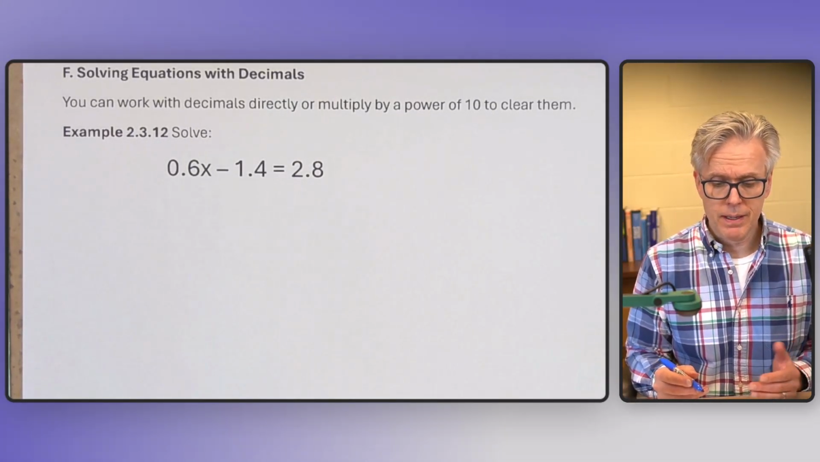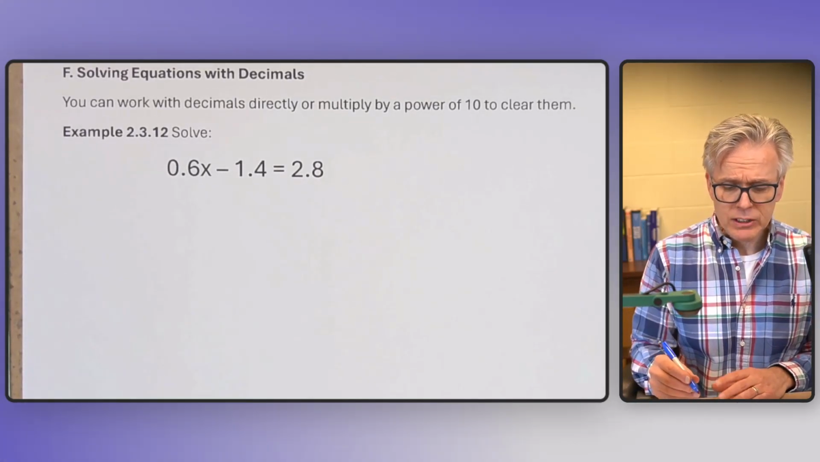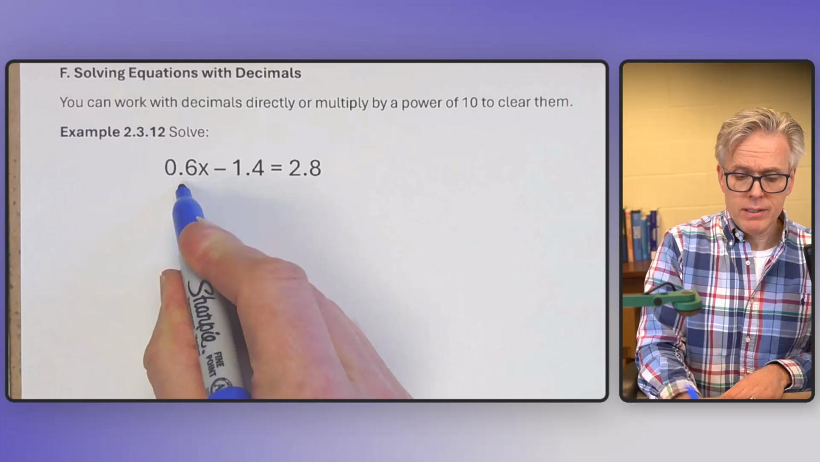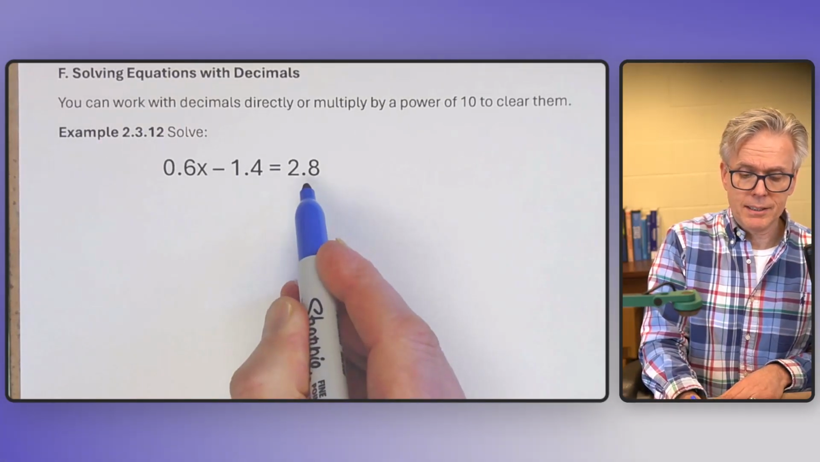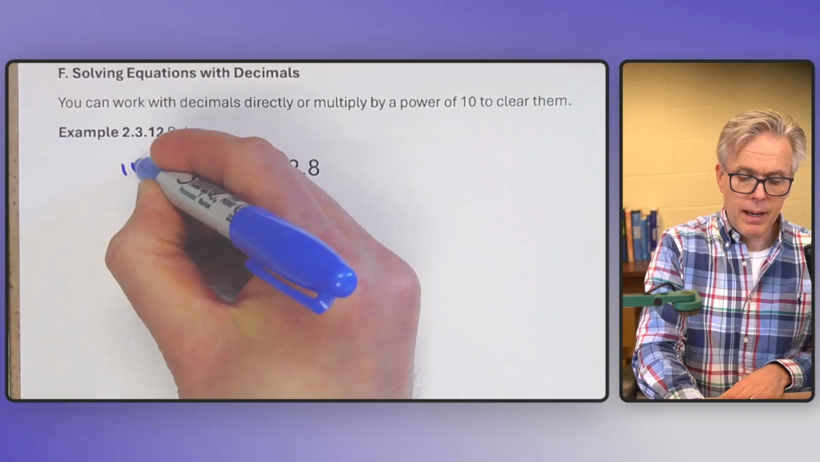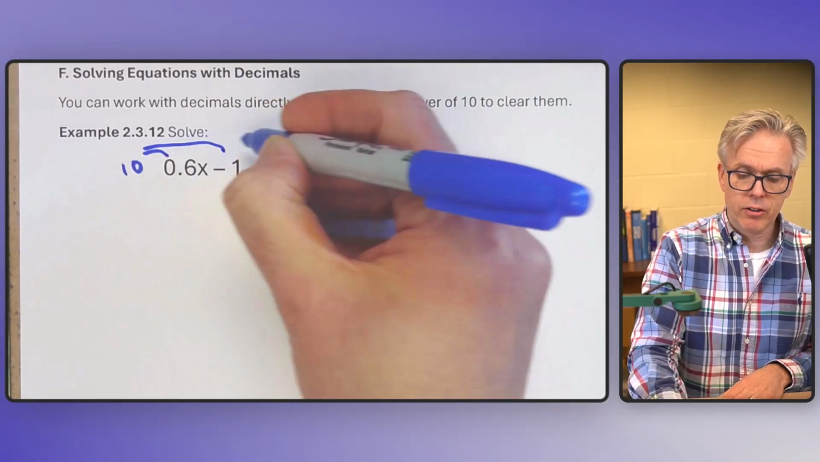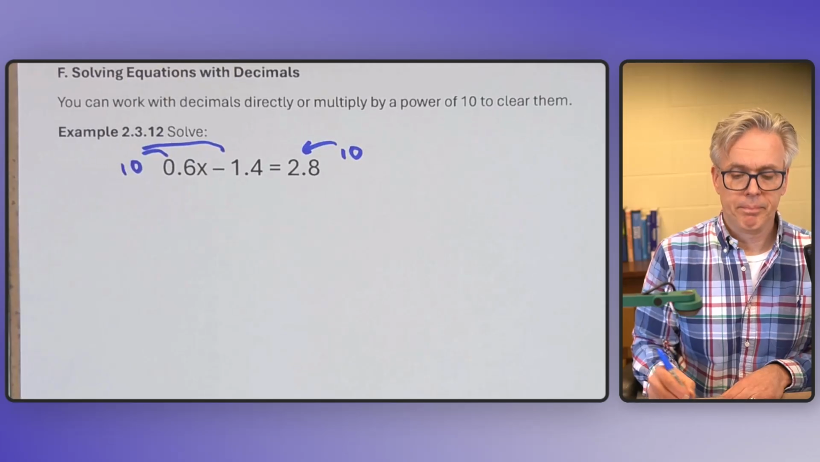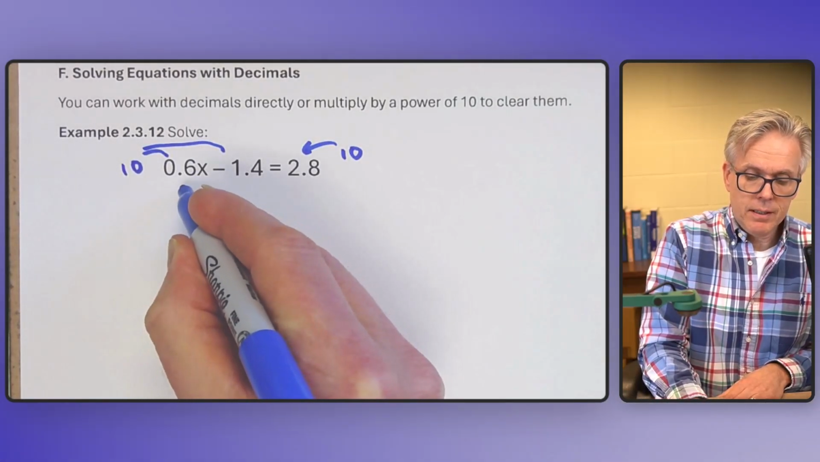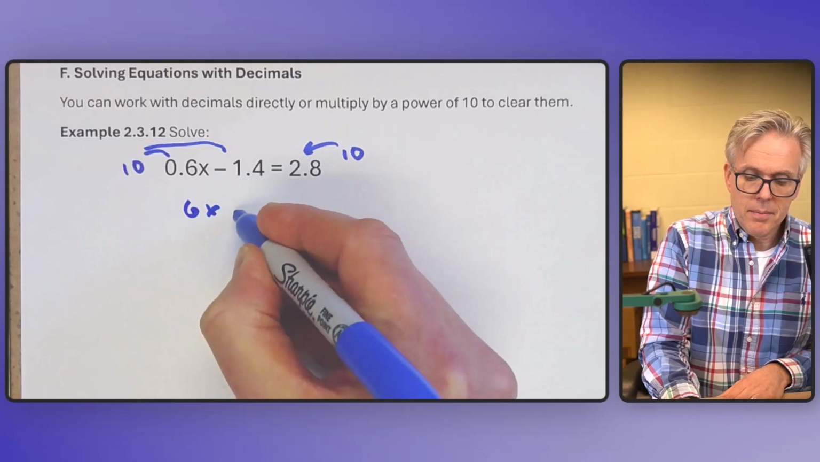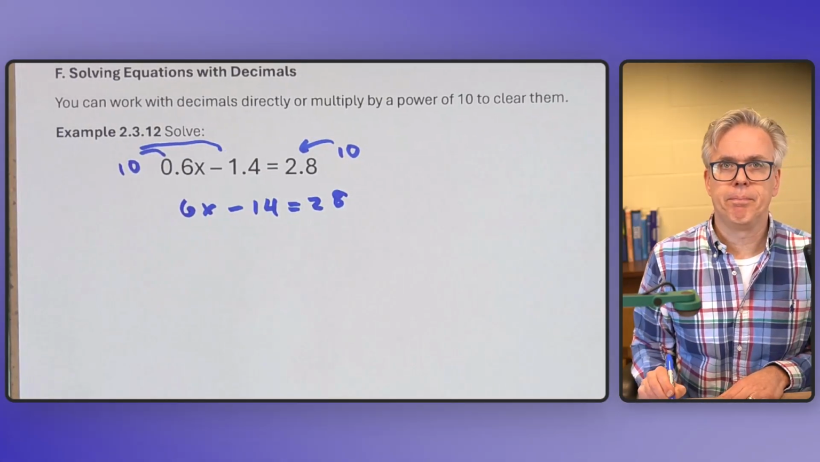I am going to show you a technique that allows you to clear decimals out. And so what we do is, notice that we only go to the 10th on these. All these are 1 decimal. And so I could multiply both sides through by a 10. I just have to make sure I distribute the 10 onto all the terms that are in there. And so what that does is it shifts everything over. So this is going to be 6x minus 14 equals 28.